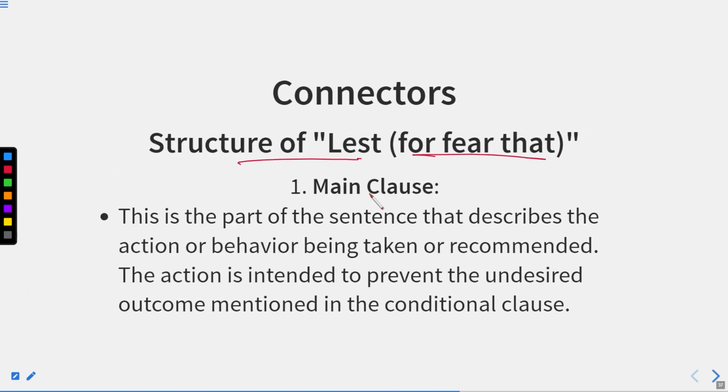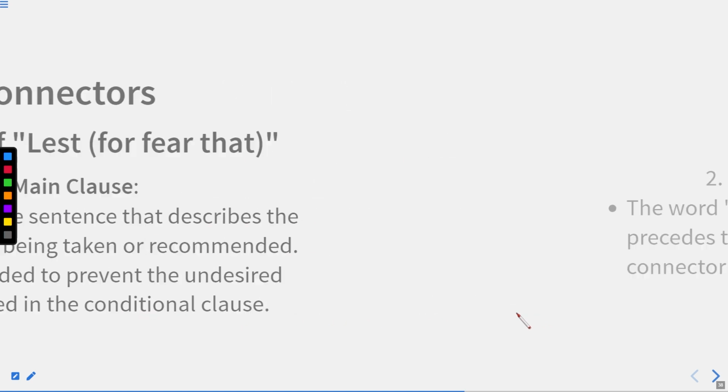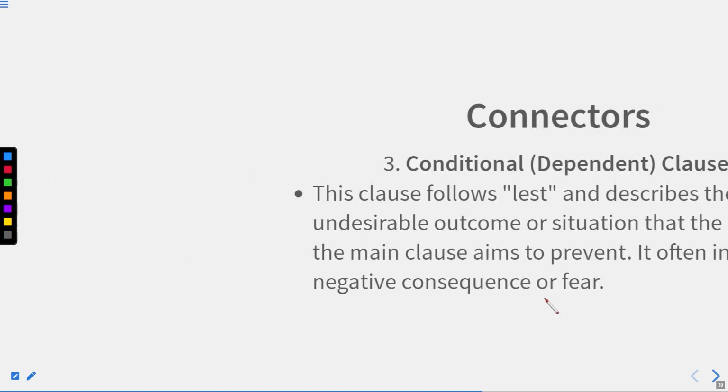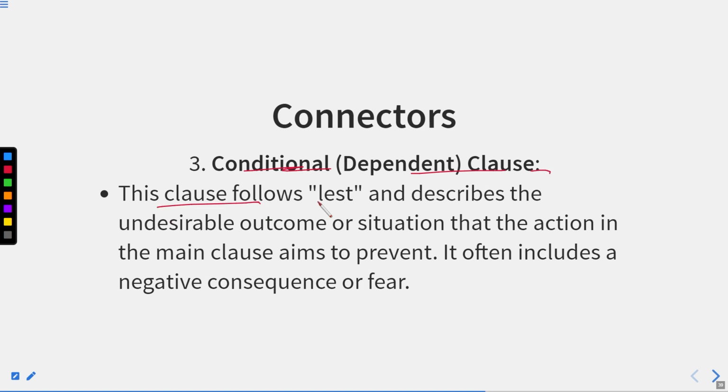Structure of lest for fear that. First, the main clause. This is the part of the sentence that describes the action or behavior being taken or recommended. The action is intended to prevent the undesired outcome mentioned in the conditional clause. Now, the conditional connector, lest. The word lest directly follows the main clause and precedes the conditional clause. It serves as the connector that introduces the condition. Conditional dependent clause: the clause follows lest and describes the undesirable outcome or situation that the main clause aims to prevent.